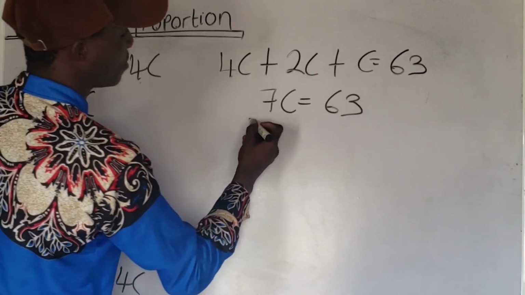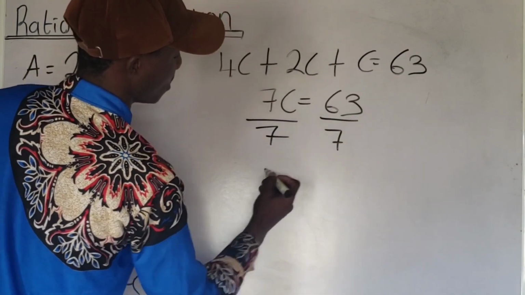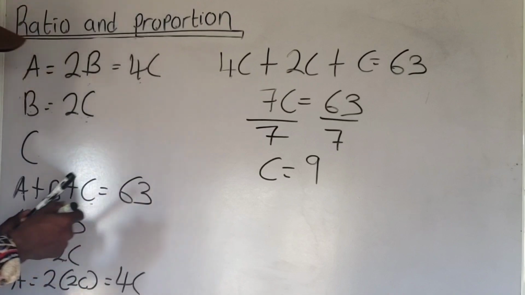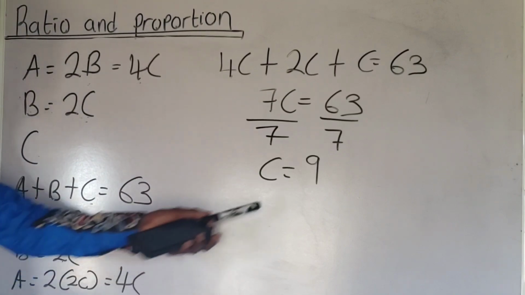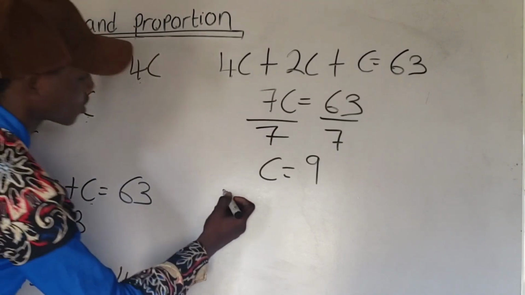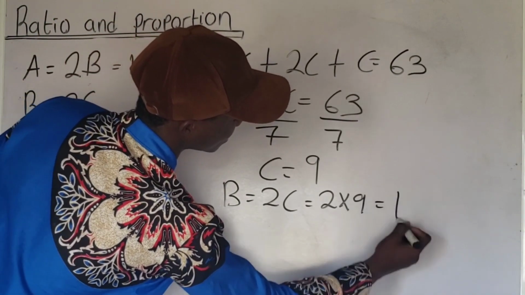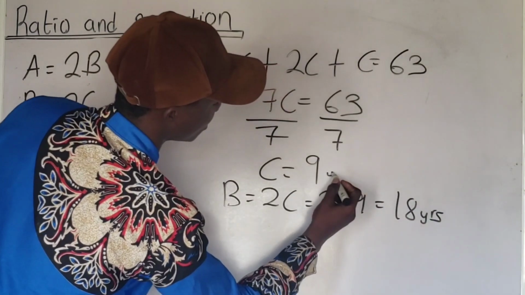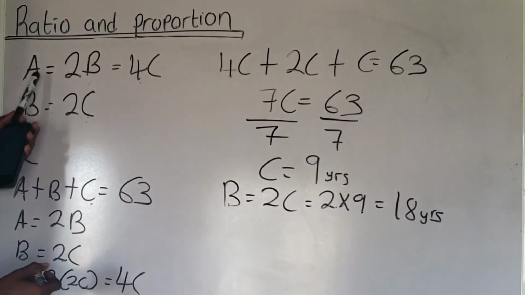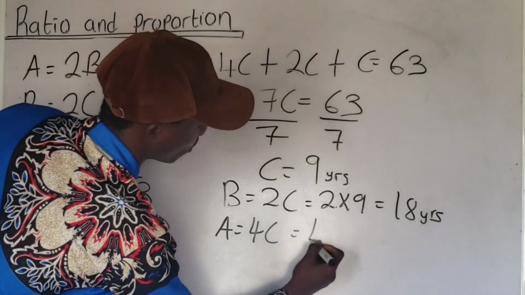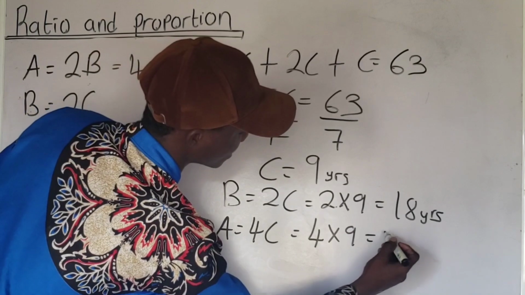Now, divide both sides by 7. What will be the value of C? 63 divided by 7 gives us 9. So C is equal to 9. The age of the third child, C, is 9 years. Now, the age of B is equal to 2C, that is 2 multiplied by 9, which is 18 years. For A, A is equal to 4C, that is 4 multiplied by 9, which is 36 years.